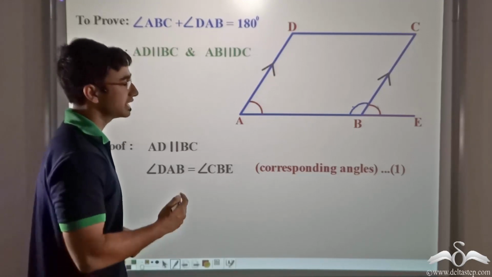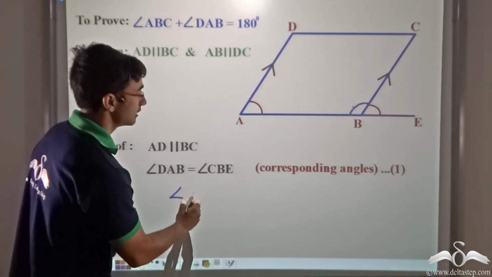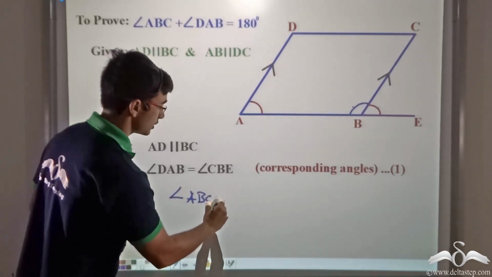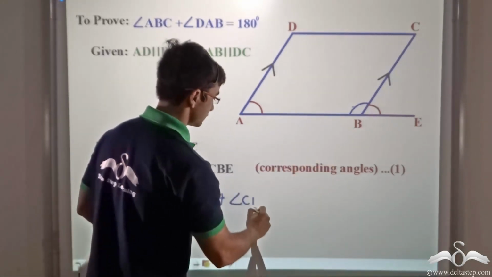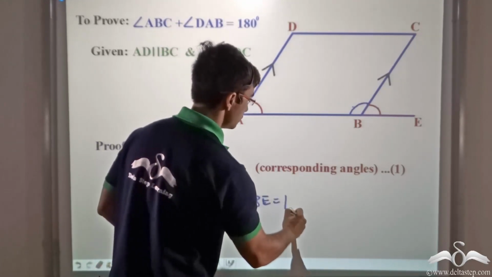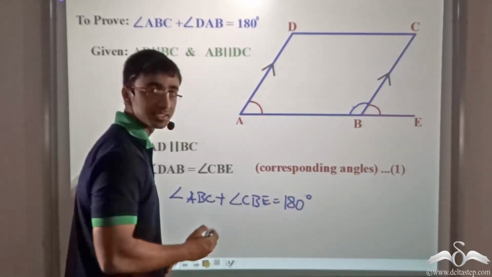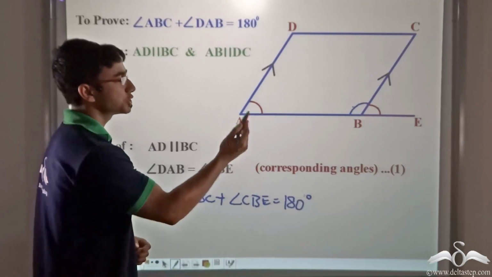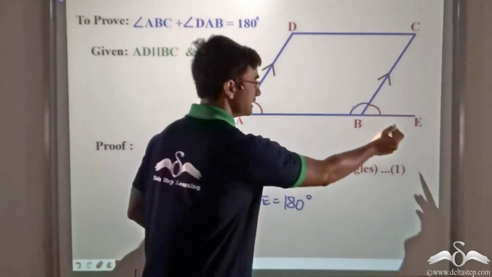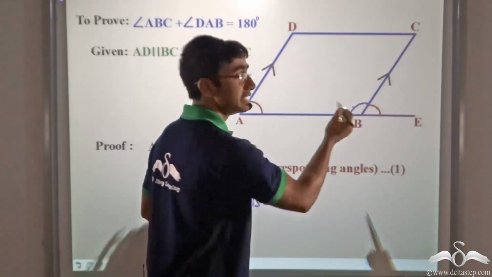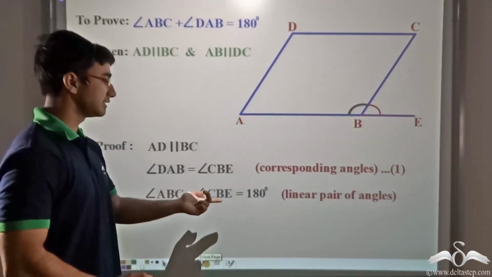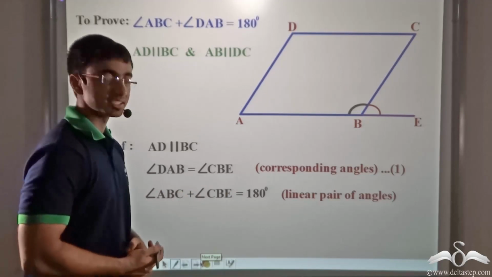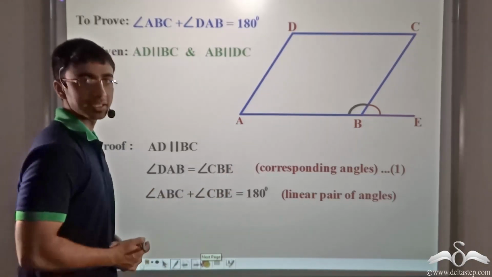Or in other words, we can say that angle ABC plus angle CBE is equal to 180 degrees. Why? Because these two angles lie on the straight line AE and they form a linear pair of angles. Thus, angle ABC plus angle CBE is equal to 180 degrees because they form a linear pair.